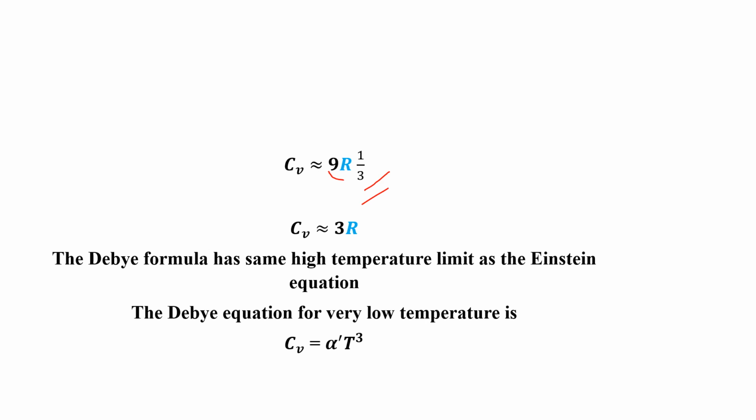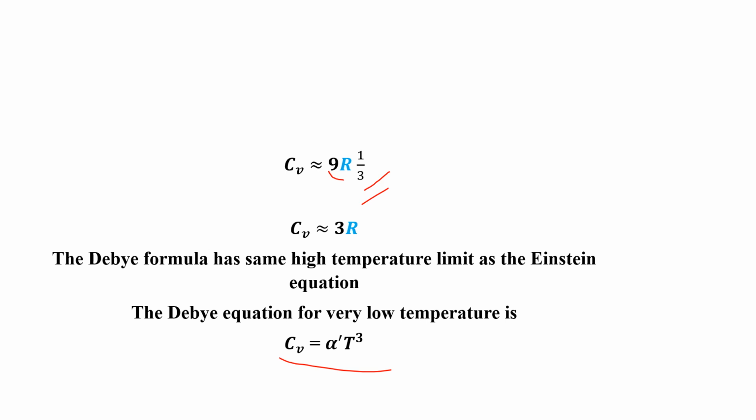So the Debye formula has the same high temperature limit as the Einstein equation. The same Debye equation for lower temperature can be used, where the heat capacity for the lower temperature limit will be Cv is equal to alpha dash into T cube. So Cv is the value which we used at the starting point of the derivation. The same equation is used for the low temperature limit. In the high temperature limit, the Debye equation is more or less similar to that of the Einstein heat capacity of solid. So the graph will be plotted, and you will get the graph as such.